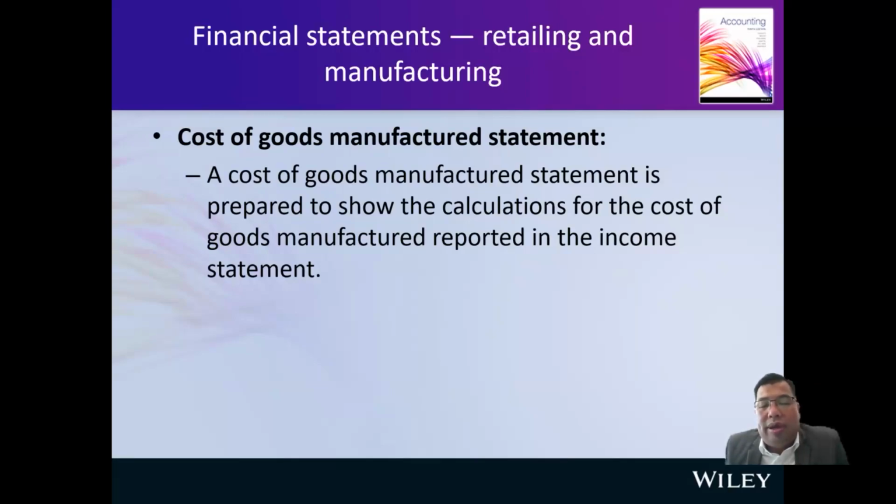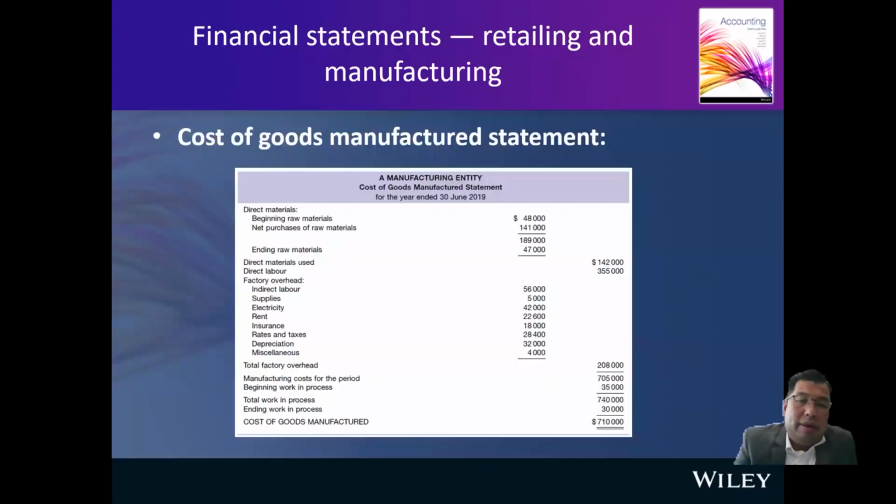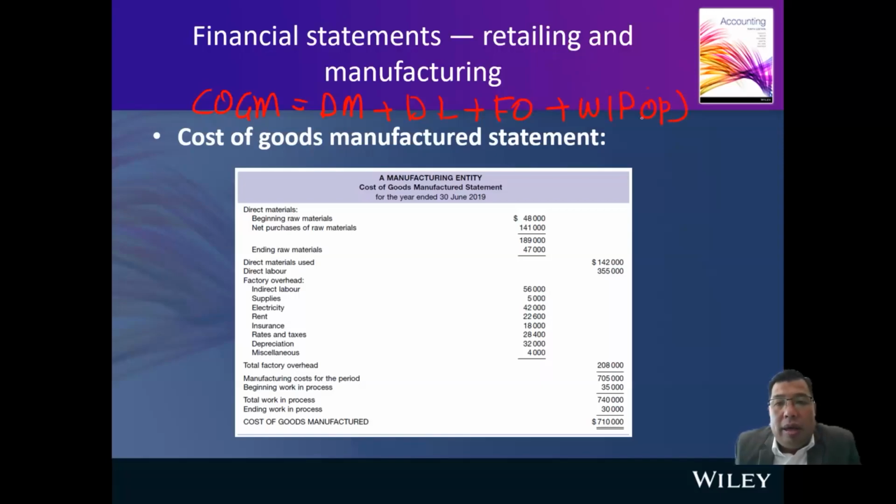So what is the cost of goods manufactured statement? The cost of goods manufactured statement is a statement showing the calculation to determine the cost of goods manufactured. So how do we use this statement? Number 1, the cost of goods manufactured, COGM, is equal to direct material plus direct labor plus factory overhead plus WIP opening minus WIP closing. So that is the formula.